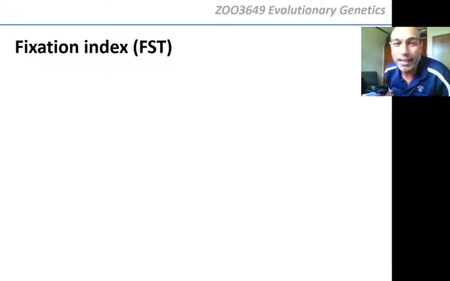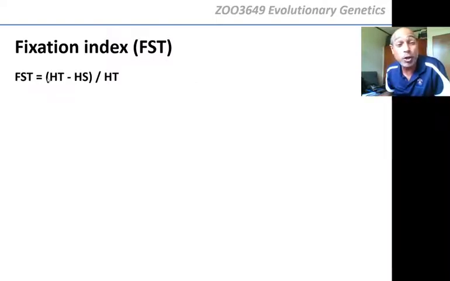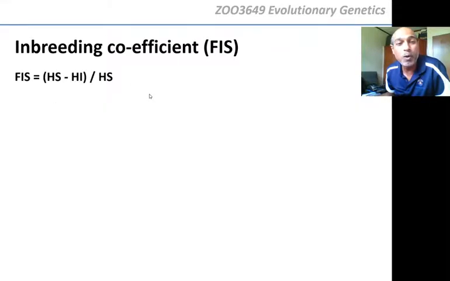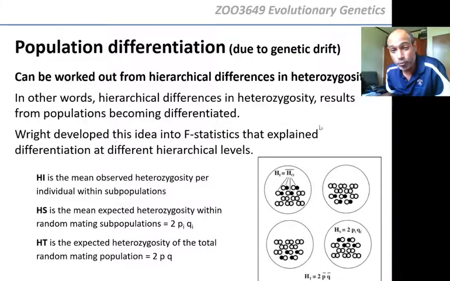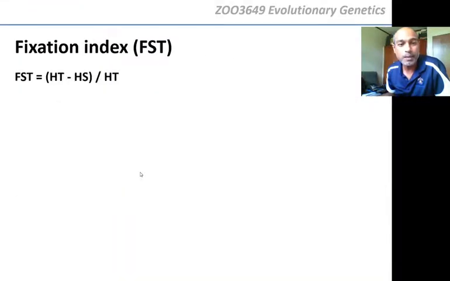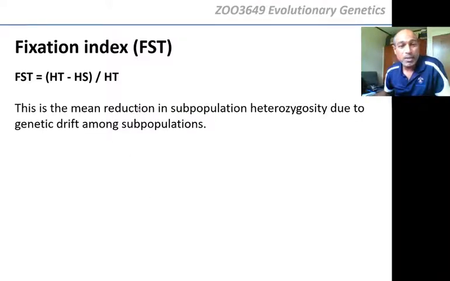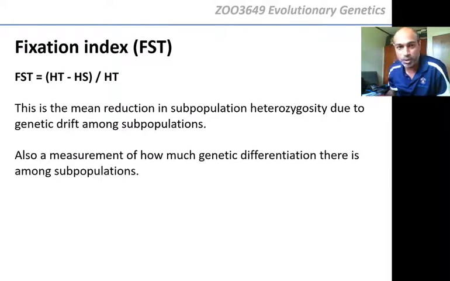So how do we get FST? Yep, you figured it out, right? We take the heterozygosity of the total minus the heterozygosity of the subpopulation, divided by the total. Let's refresh our minds again. HT is the total for the whole square, minus the subpopulation, HS, divided by the total. So this is therefore the mean reduction in subpopulation heterozygosity due to genetic drift. FIS was the mean reduction in individual heterozygosity due to genetic drift. You must know the difference. You must know what it actually means in words. Remember, you want full marks for these questions.